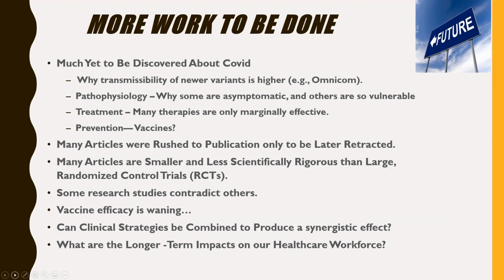That's life, right? What we've discovered about COVID: the transmissibility of the newer variants is higher, really should say much higher. Pathophysiology, why some are asymptomatic or have very mild disease and others are so vulnerable, is still somewhat of a mystery. We understand some of the risk factors, but it's still a mystery. Treatment: many therapies are only marginally effective, although we're getting better in that area too. Prevention: I have the vaccine with a question mark because they're still the standard of care as long as they're not contraindicated, but not as effective as they once were.